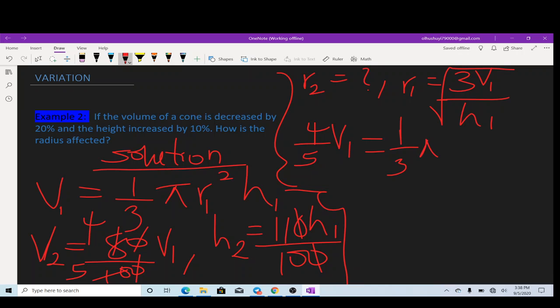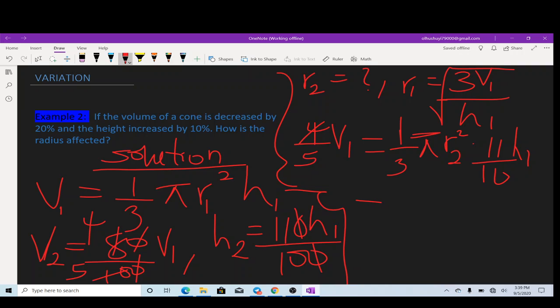Pi, then R2 squared times our H2, which is 11 over 10 of H1. And that can be equal to what? 2 here. Okay, multiply both sides by 5.